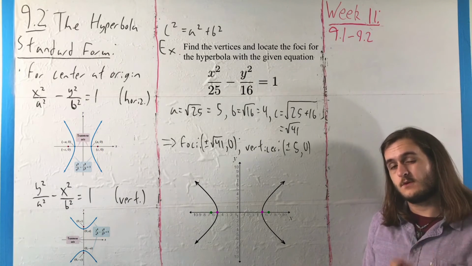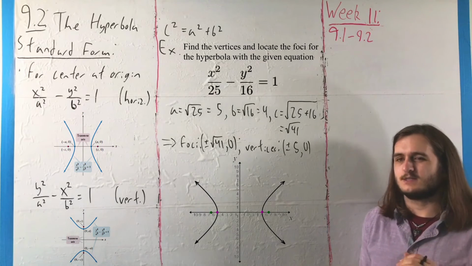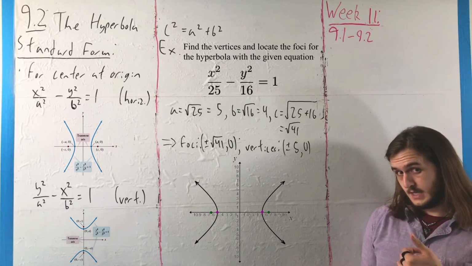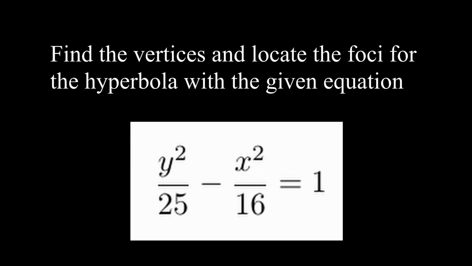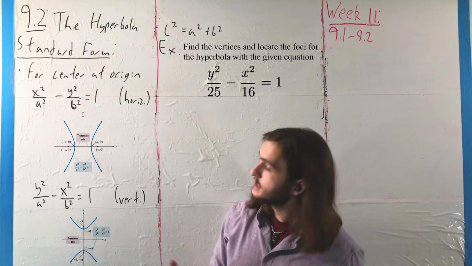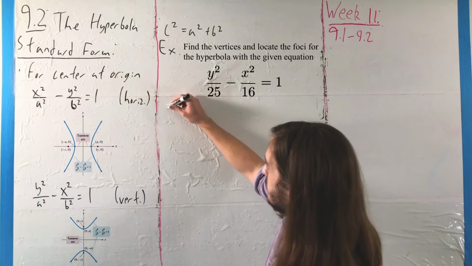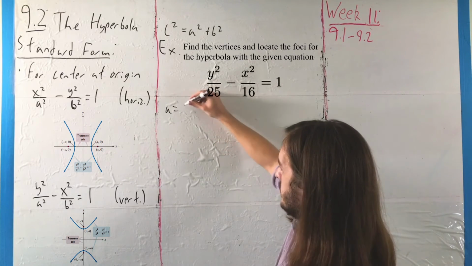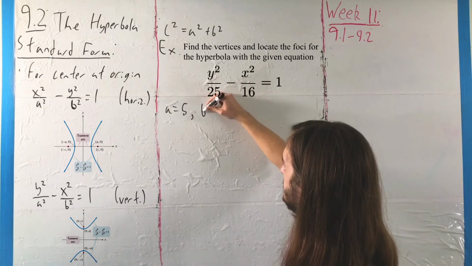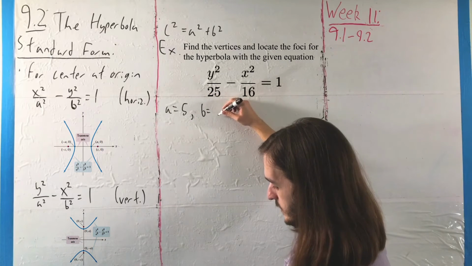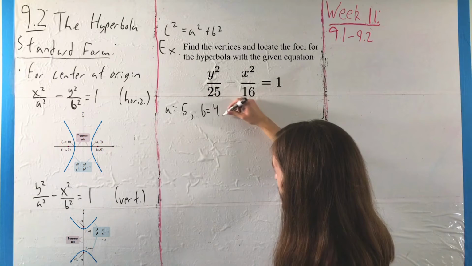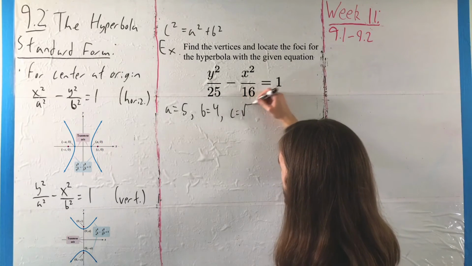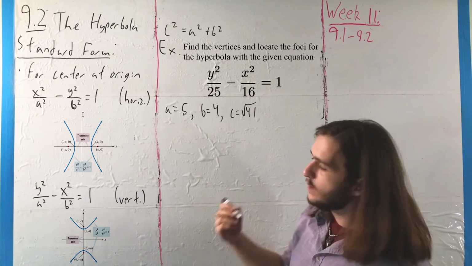And next, we're going to get one more example with this kind of construction, just turned a bit on its head. For this example, we want to find the vertices and locate the foci for the hyperbola with the equation y squared over 25 minus x squared over 16 equals 1, where we should notice again that a is equal to the square root of 25 or 5, b is equal to the square root of 16 or 4, and c is equal to the not so pretty square root of 41.